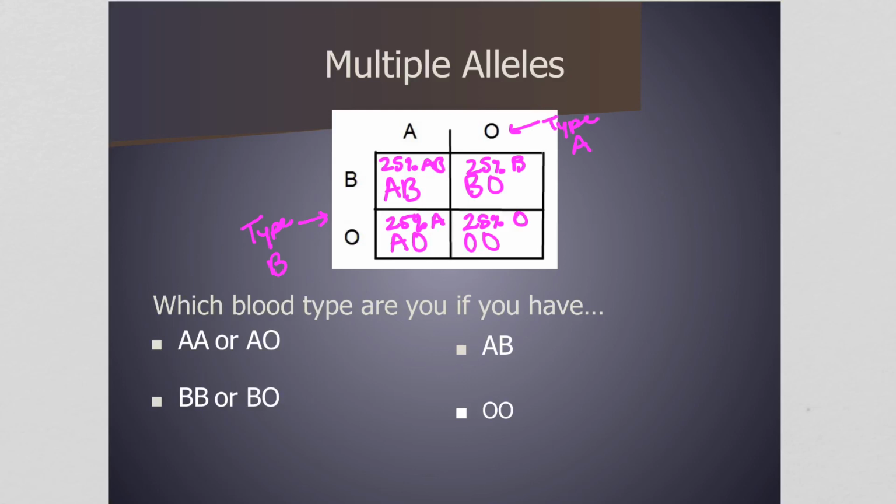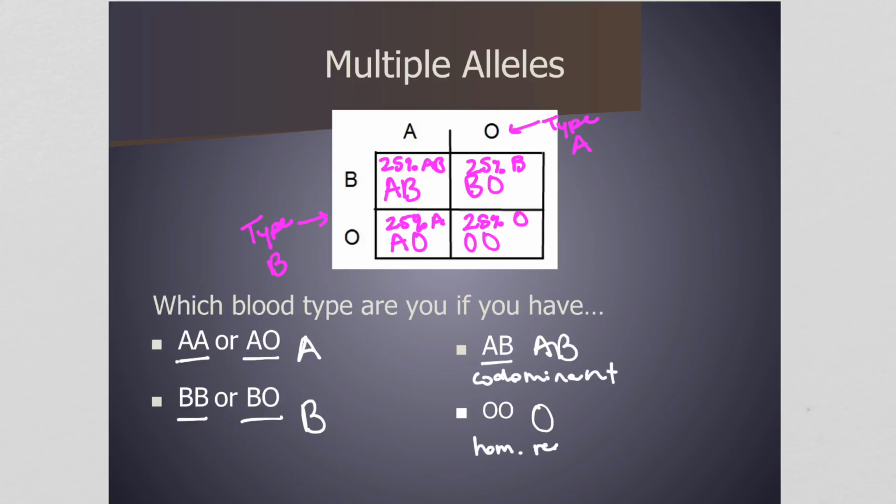All right, let's do this other practice. Which blood type are you if you have 2 A alleles or 1 A allele and an O allele? You are blood type A. 2 B alleles or a B allele and an O allele, blood type B. This is type AB and this is type O. Remember again, this is the codominance. And this is homozygous recessive.